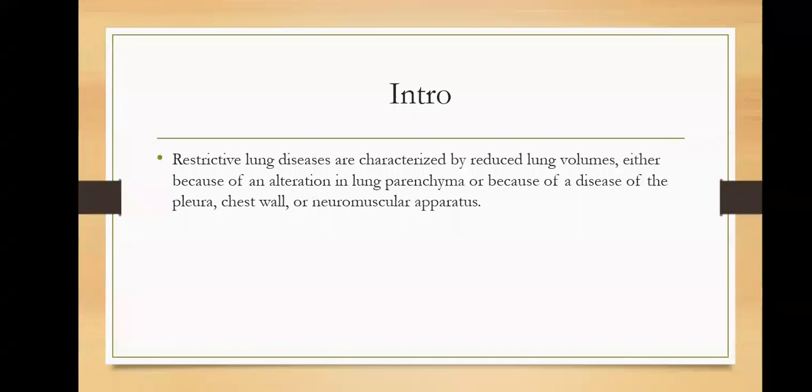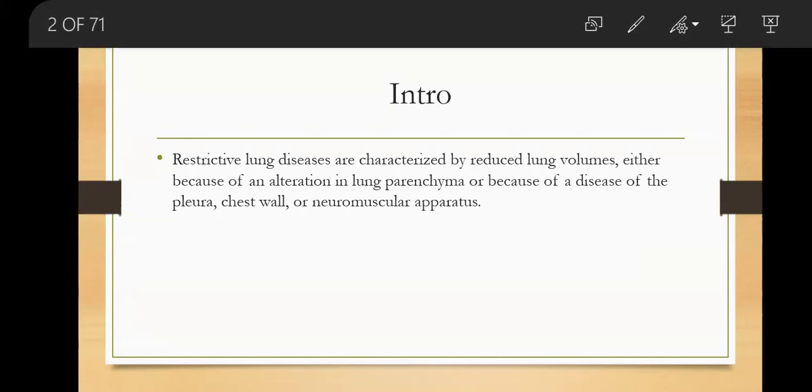The lung is unable to increase its volume because of many things: either an alteration in the lung parenchyma because of a disease that is affecting the interstitial space or the alveoli, or the problem may be in the pleura, the chest wall, or the muscles. So it can either be a problem in the parenchyma of the lung, the pleura, the chest wall, or the neuromuscular junction.